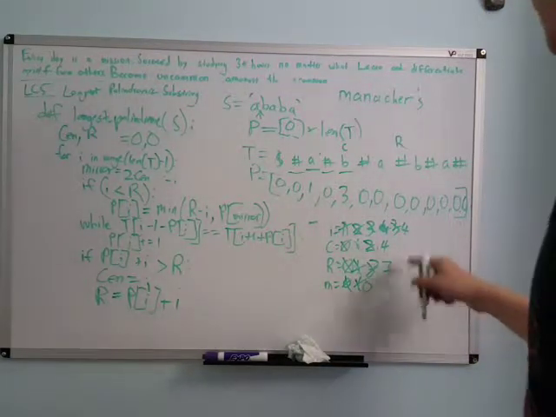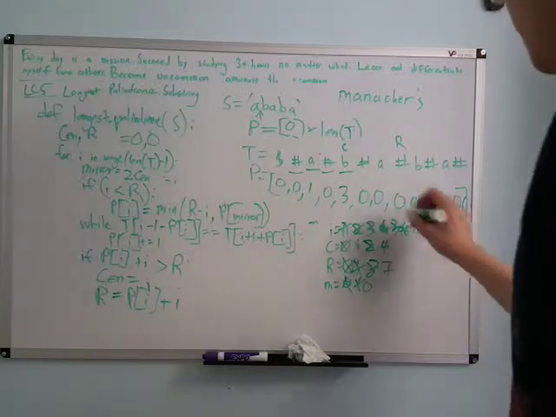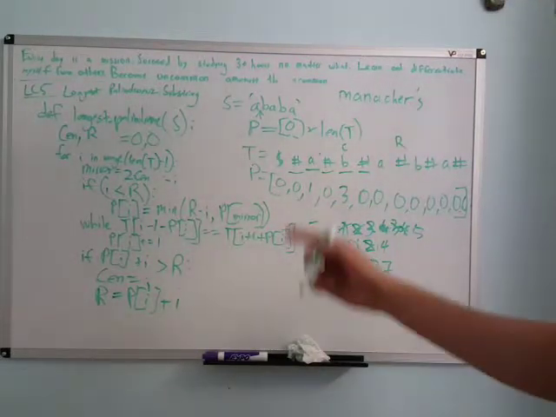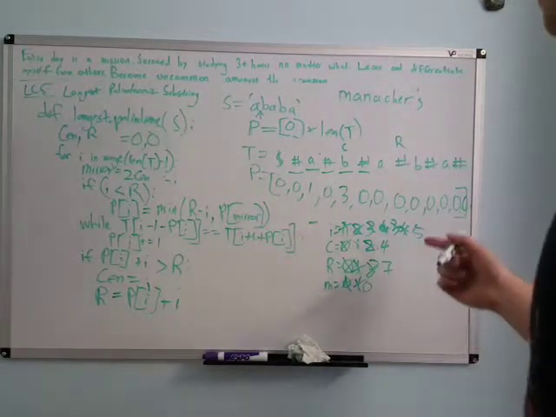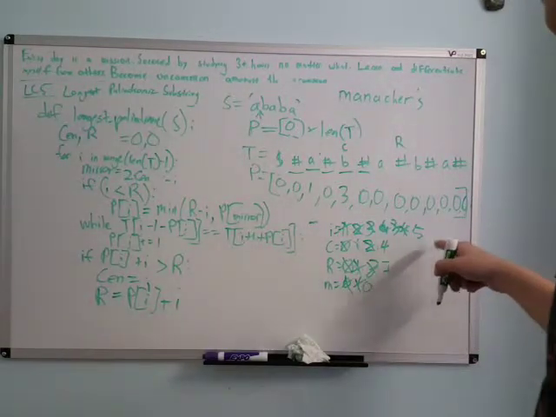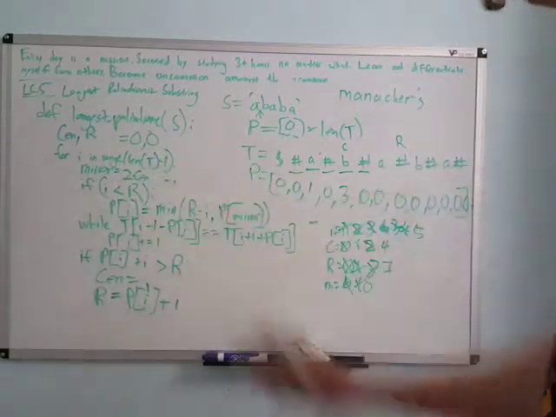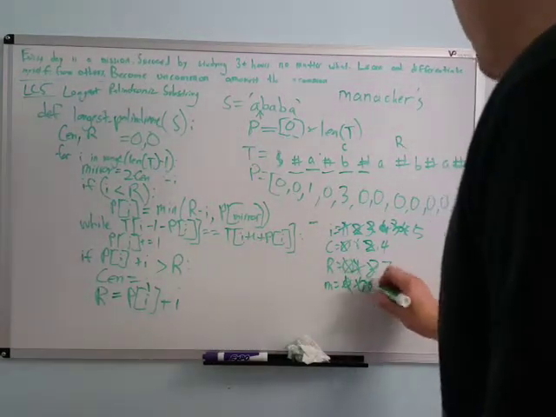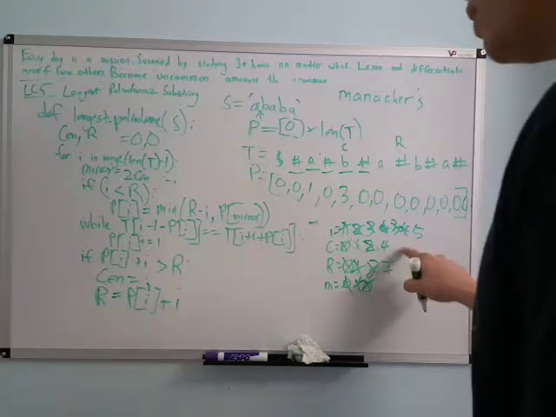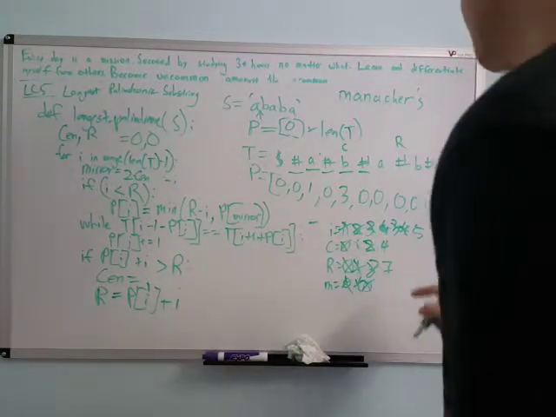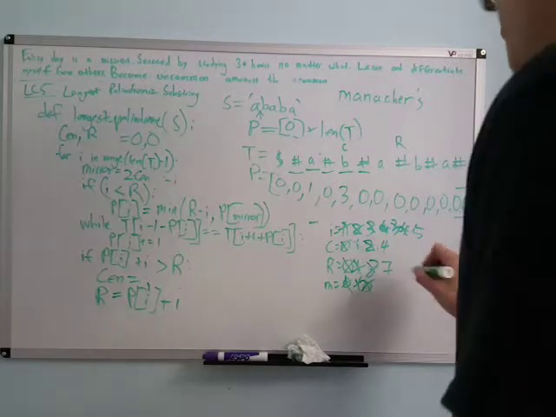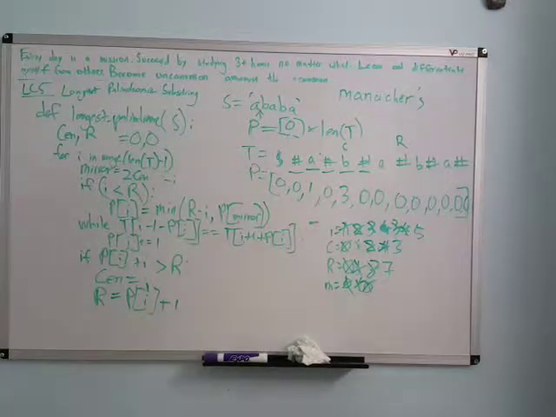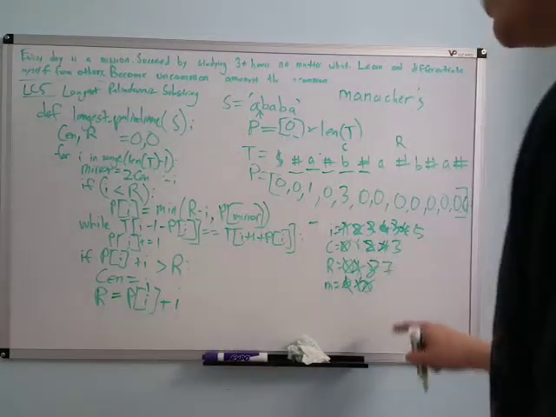Yeah, so we did 7. Now we're at 5, right here. You can see that B and A are not equal to each other. I is 5, and 5 is less than R this time. So maybe we want to know what the mirror is. The mirror is going to be 2 times center, which is 4. So 2 times 4 is 8, minus 5 is 3. The mirror is 3. Is I less than R? Yes, it is. 5 is less than 7.